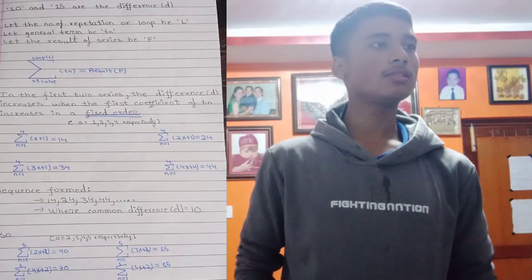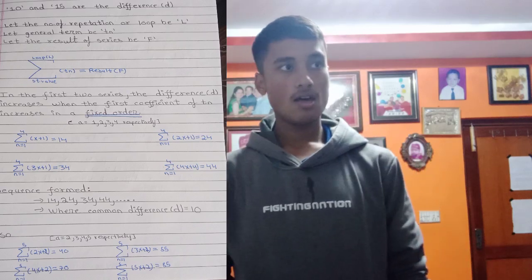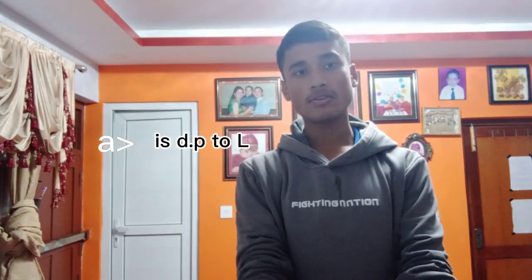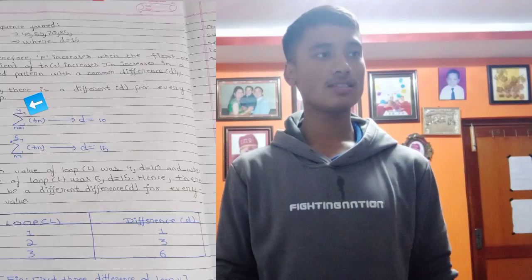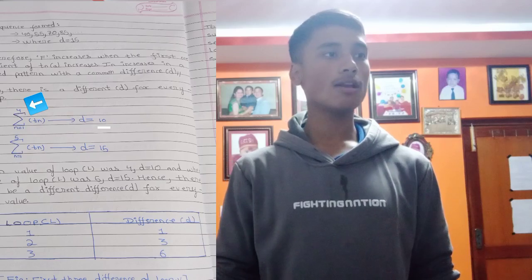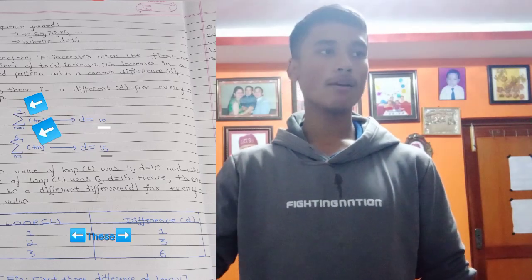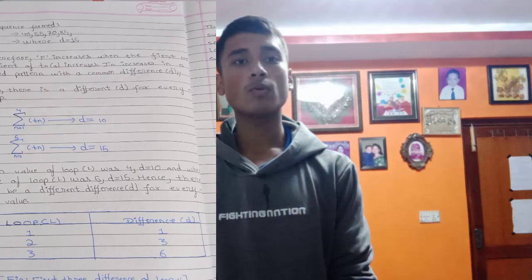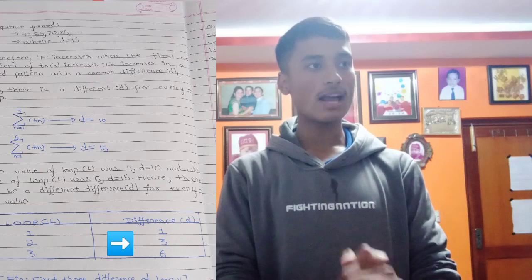In the first two series, the difference increases when the first coefficient of Tn increases in a fixed order. This statement tells us that when the general term's first coefficient increases, then the whole difference of the series increases in a fixed order. As you can see in the example I've given, when the looping value was 4 in the first example, the difference d was 10. But when the looping value was 5, the difference became 15. And so on for other looping values. So from this experimental verification, we can find out that there is a different common difference for every different value in the loop.